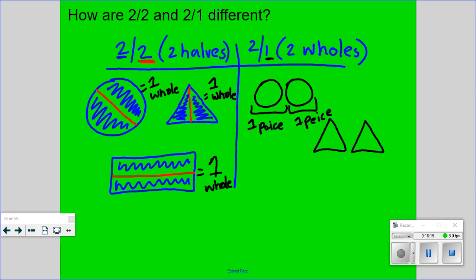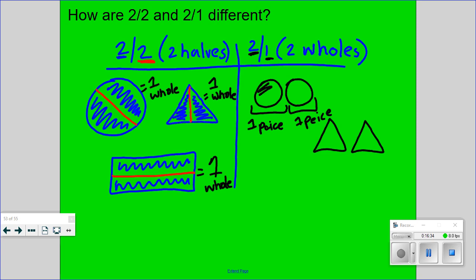Absolutely not. Ashlyn, what am I going to shade in? How do you know that? Yeah, that numerator tells us what to shade in. I have to shade in 2 whole pieces.